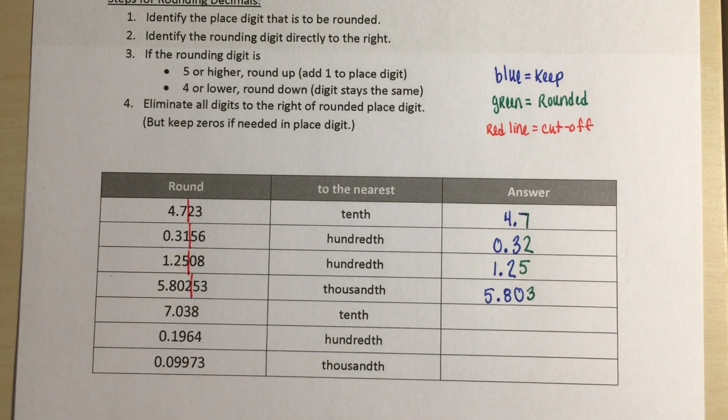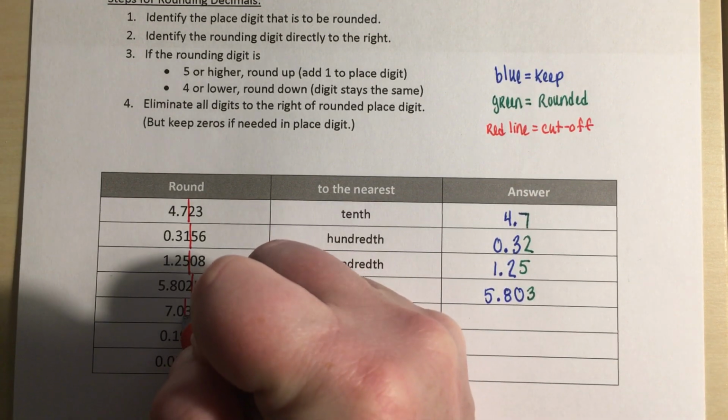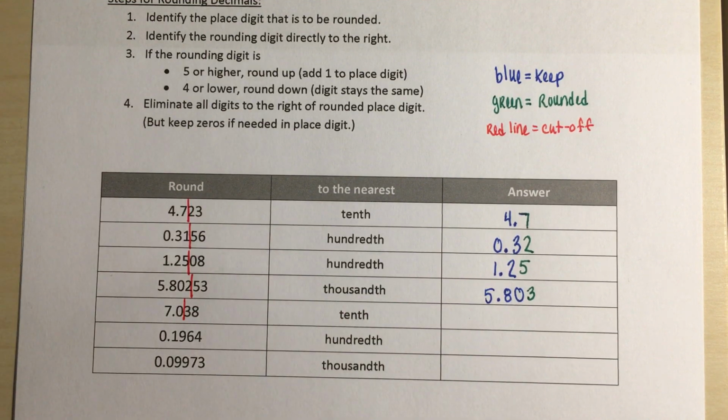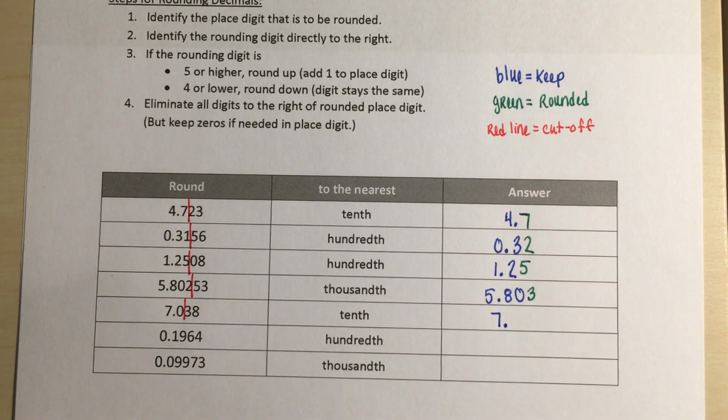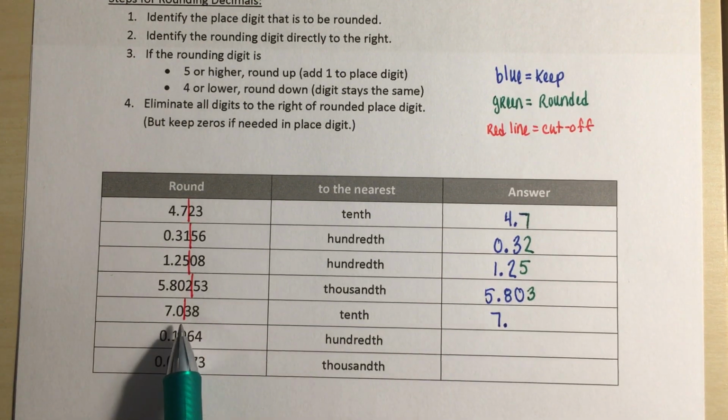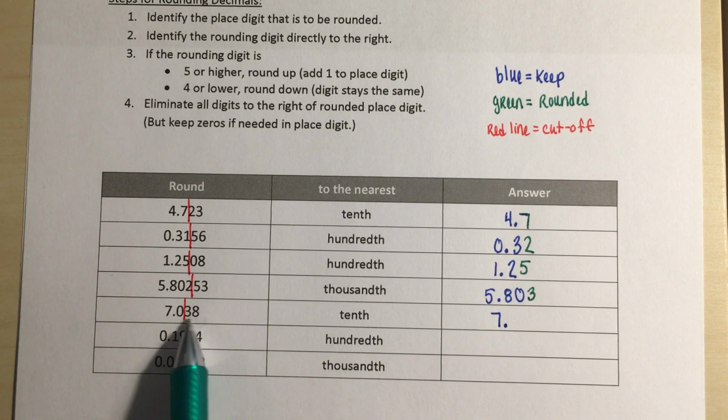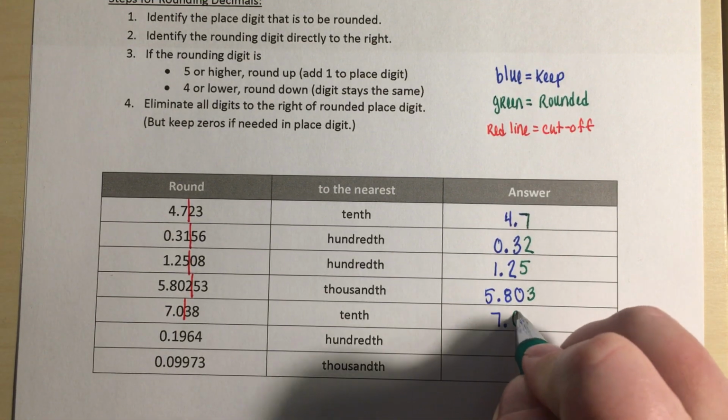All right, these next 3 are slightly different. They're slightly different because we're going to have a bunch of zeros involved. So in step 4, where it says we want to keep the zeros if needed, that's what we're going to see in these next few examples. So 7.038 to the nearest tenth. Tenth means 1 place value after our decimal point. So we're going to keep our 7, we're going to keep our decimal point, and in this case, 0 is the number that's being rounded. Well, we have a 3 to the right, so that 0 is not going to change. Rounding down means we stay the same. So we're going to keep our answer of 7.0.